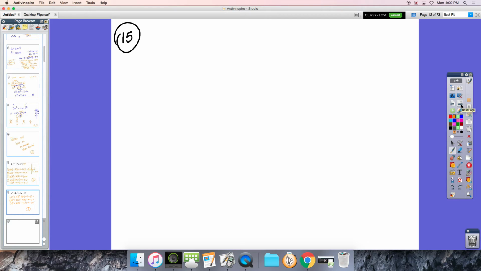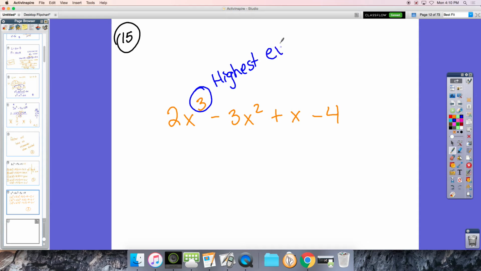15 says what part of the polynomial tells you the number of zeros a function will have. If you had an example, say 2x cubed minus 3x squared plus x minus 4, you would know how many zeros you have based on this number, your highest exponent. And that actually is your degree. So your degree tells you how many zeros. That's answer C.